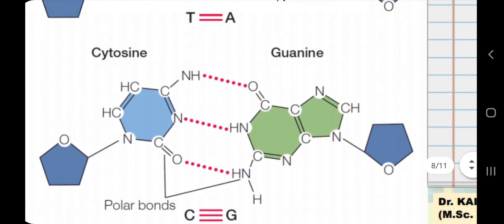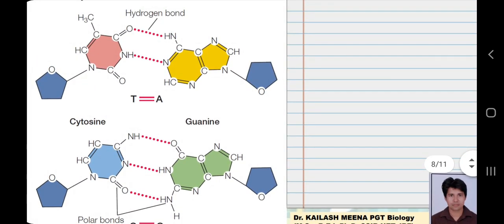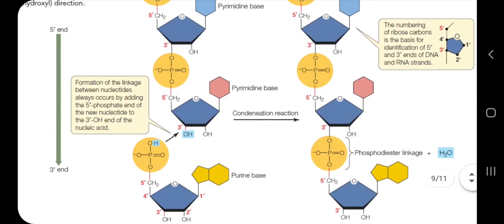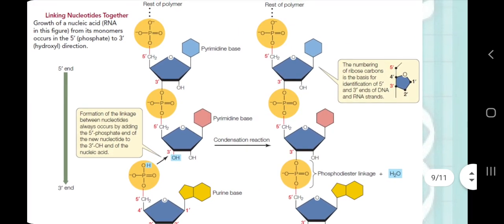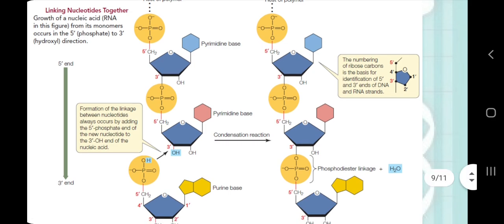So because of this, how do nucleotides join together? Nucleotides join together by a condensation reaction or dehydration reaction. You all know what is dehydration and what is hydrolysis. We have discussed this idea in class 11th biology, how biomolecules join, or how monomers join together to make a polymer. You will learn this idea in chemistry also.